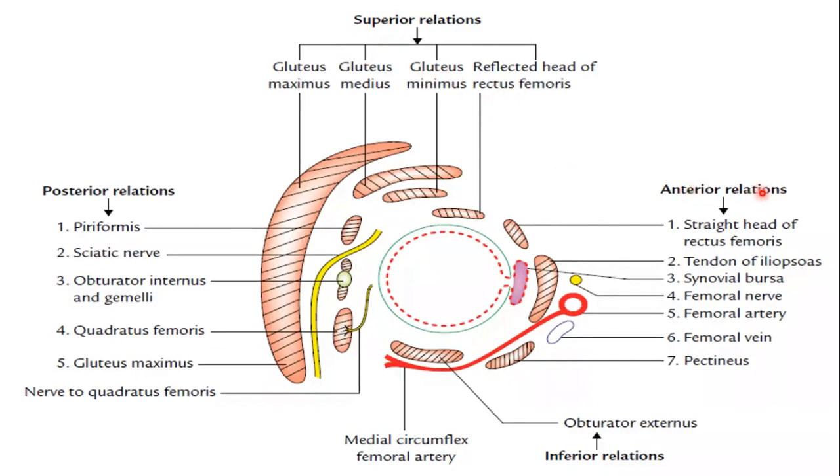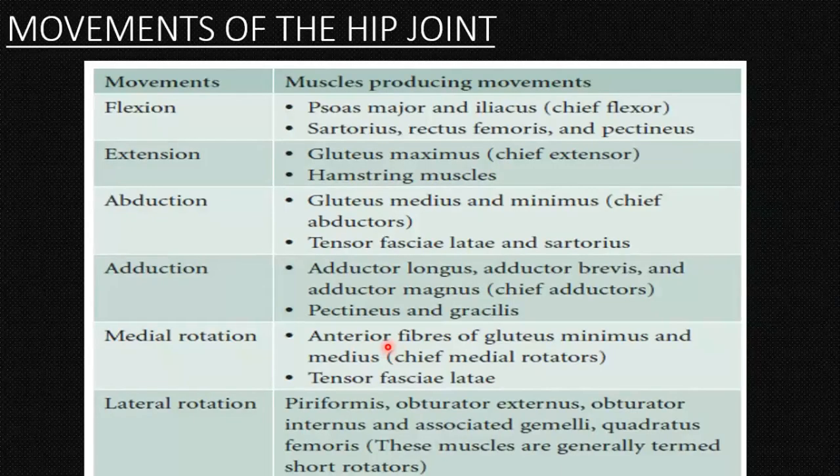Anterior relations: you can see these are the contents of the femoral triangle. Then inferior relations, posterior relations. You can see this is the gluteal region here. You can see the external rotators and the sciatic nerve. That is why, as I have said, when there is a posterior dislocation, it might injure the sciatic nerve. Now movements. It is a multi-axial joint, so it has these movements.